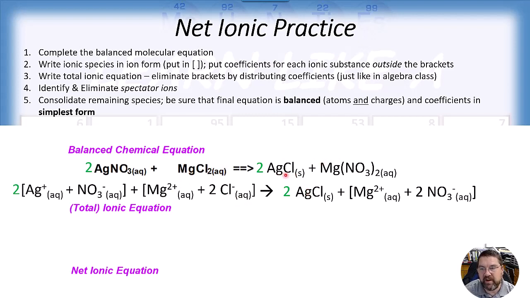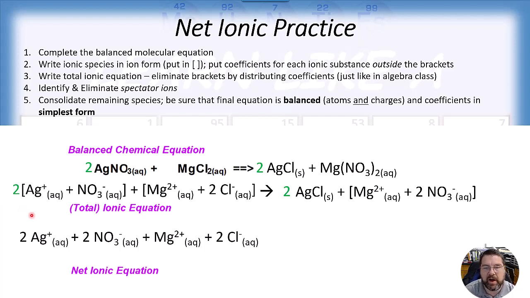Our silver chloride is molecular because it's a solid, and then magnesium nitrate, we're going to break that down inside the brackets, showing that 1 unit of magnesium nitrate is made up of 1 magnesium ion and 2 nitrate ions. Now, next thing we want to do to get the total ionic equation is to multiply through, get rid of the brackets. So that means we're going to have 2 Ag+ ions plus 2 nitrate ions plus, there's no coefficient to distribute, so we just keep what's inside the brackets, Mg2+ and 2 Cl-, yielding 2 AgCl plus Mg2+ plus 2 NO3-.